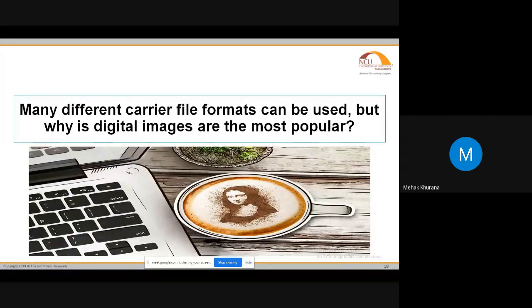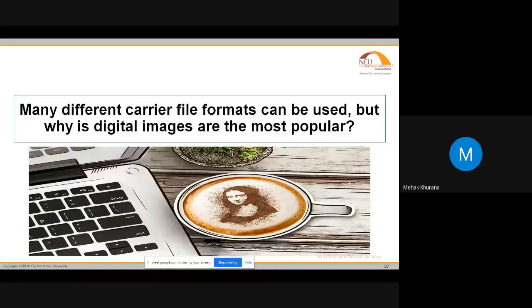So image is a common and popular source because it is commonly available, and there are millions and billions of images on the internet and on social media. On Facebook we are uploading images, not writing text. On Instagram we are uploading images. On Snapchat we are uploading images. So mostly, 80% of the things we deal with are images. That is why it is a common source for transferring data, and for hiding data inside images.